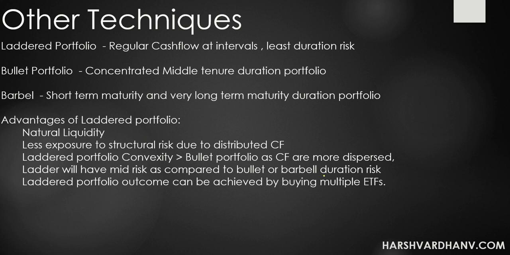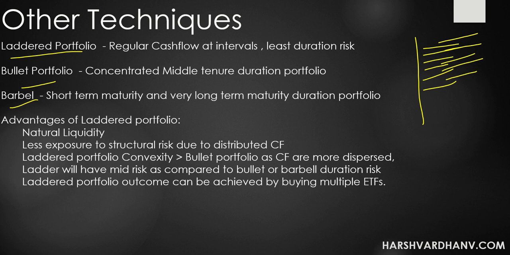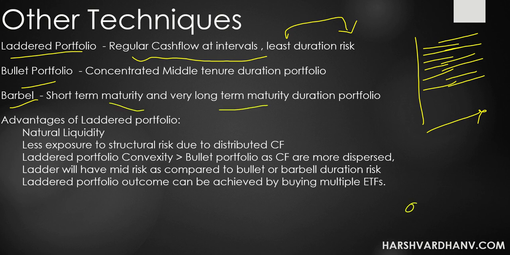There are various other techniques. I'll go very fast on this one because it's in the next chapter also. Laddered portfolio, bullet portfolio, barbell. What is a laddered portfolio? There are multiple assets to fund your liabilities, so liabilities will be safe. Regular cash flow at intervals, least duration risk because you have multiple cash flows. A bullet portfolio is a single maturity, as the name suggests. Barbell is short-term maturity and very long maturity, so you will have maturities at two ends of the curve, the short term and the long term.